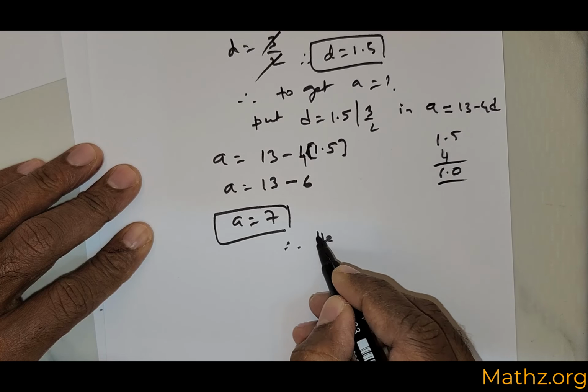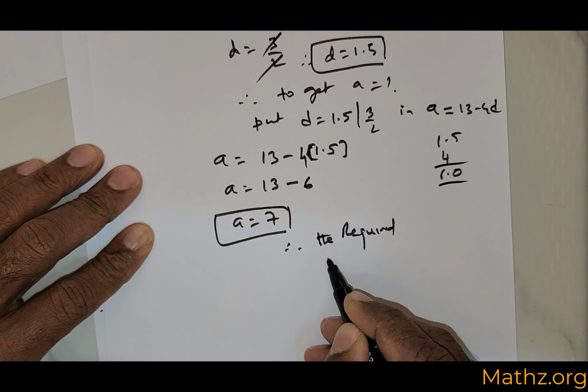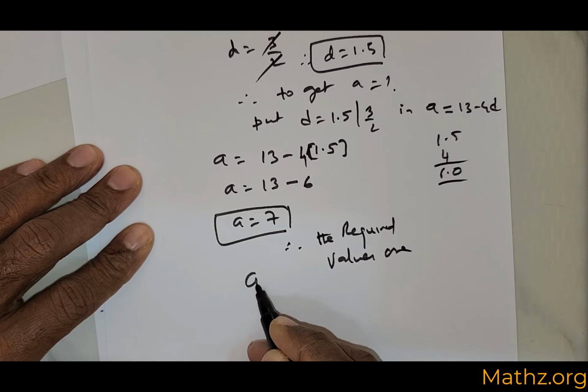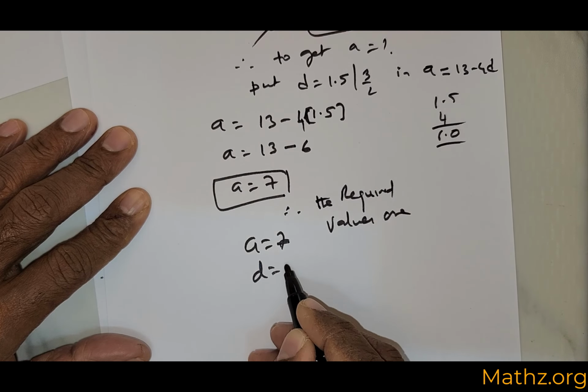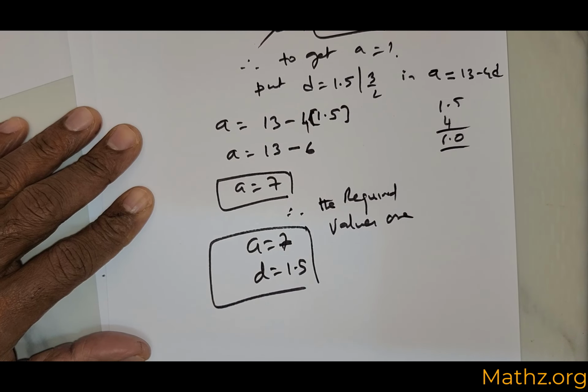So therefore the required values are a is equal to 7 and d is equal to 1.5. So that's the solution for this question, students.